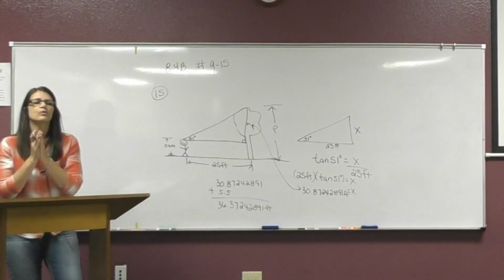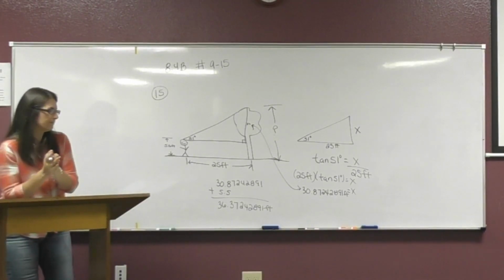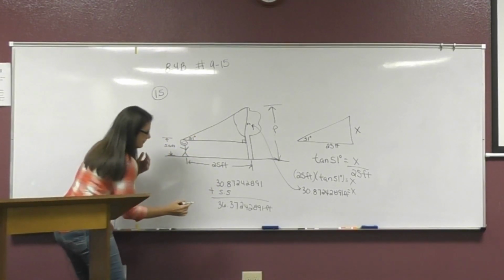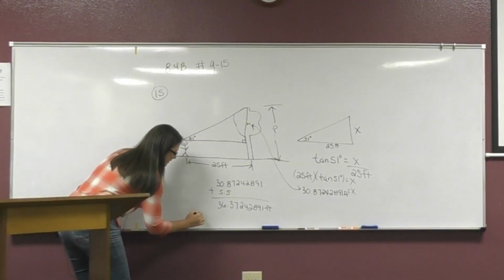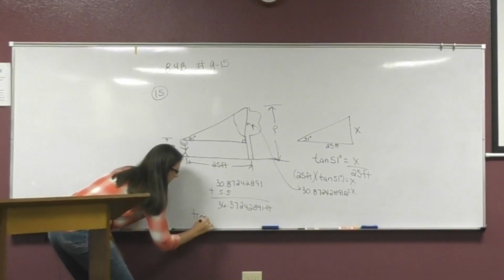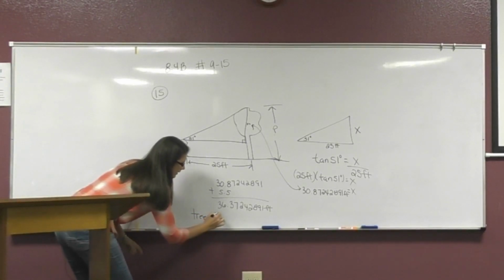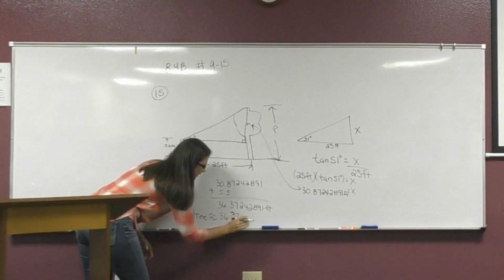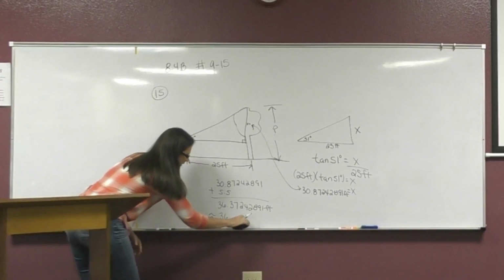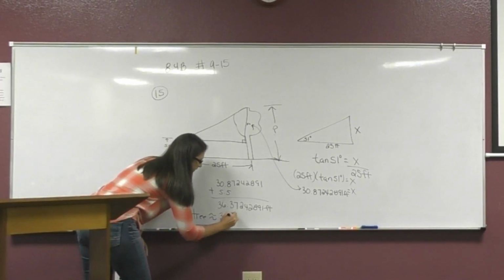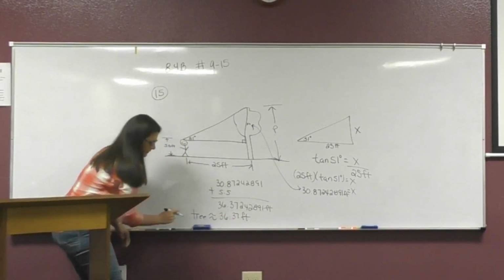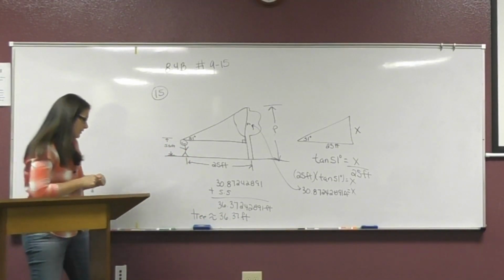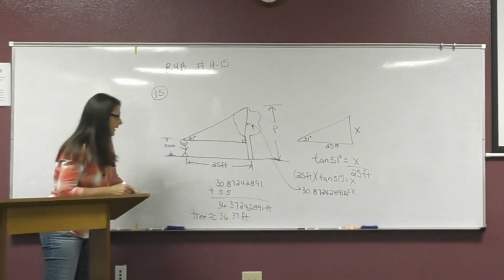Again, don't round mid-problem, all right? So the height of the tree is, so the tree is approximately 36.37, oh, that's ugly. It's an ugly 3. 36.37 feet. That would be your final rounded answer, okay?